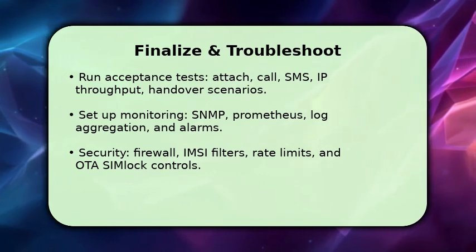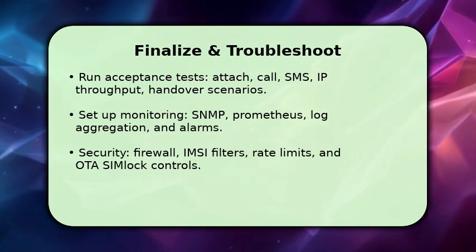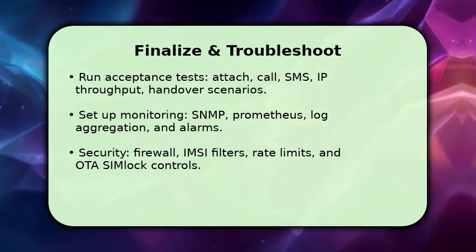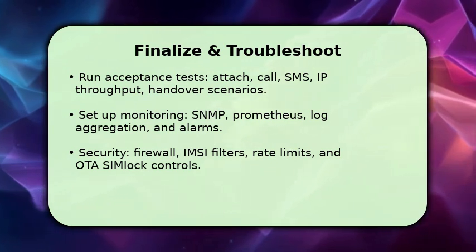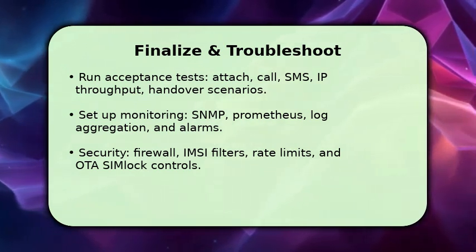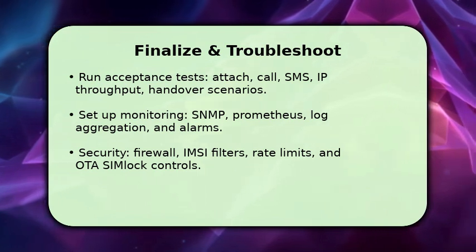Run attach, voice, SMS, and data throughput tests while moving between cells to test handovers. Make sure monitoring and alerting are active so you can spot drops or congestion. Once live, register roaming or local interconnects as needed and enable SIM provisioning and OTA updates.